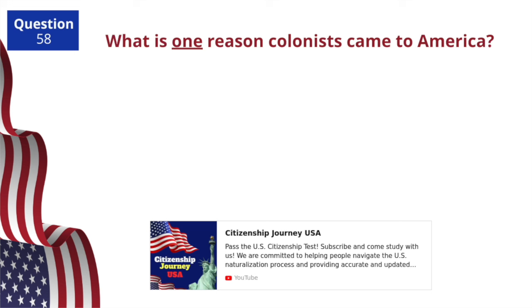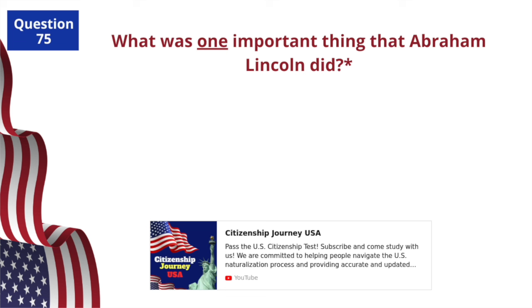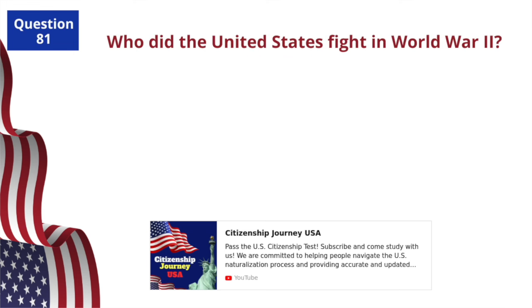What is one reason colonists came to America? Freedom. What was one important thing that Abraham Lincoln did? Freed the slaves. Who did the United States fight in World War II? Japan, Germany, and Italy.